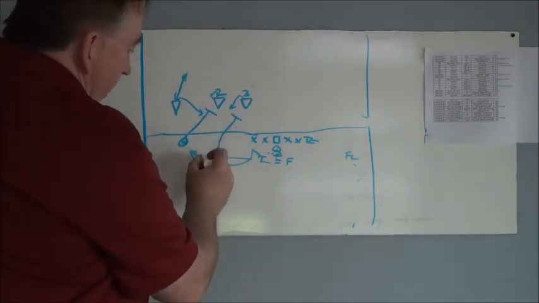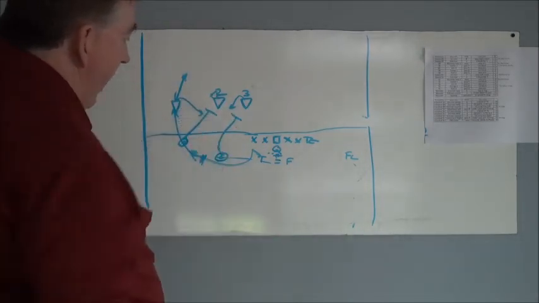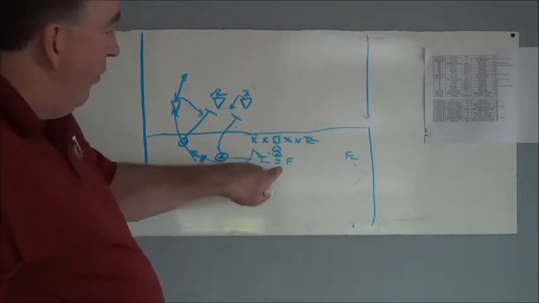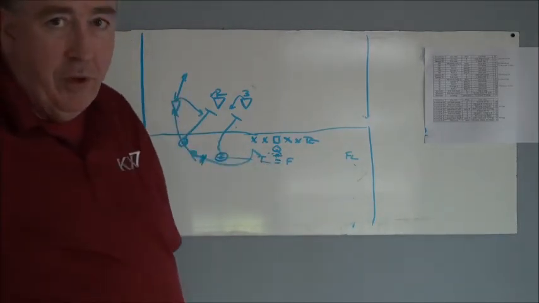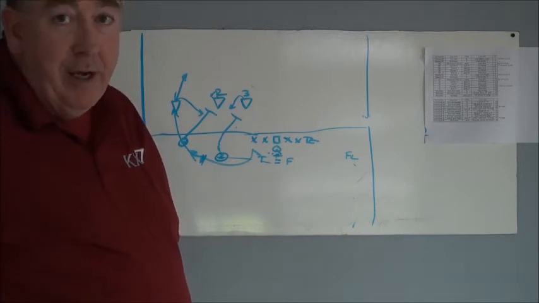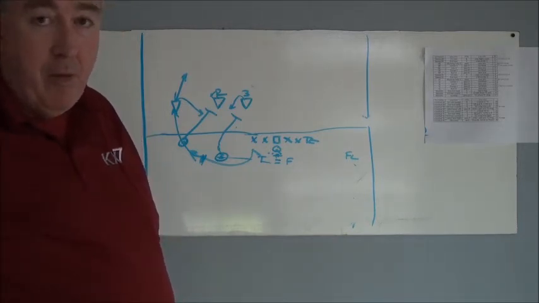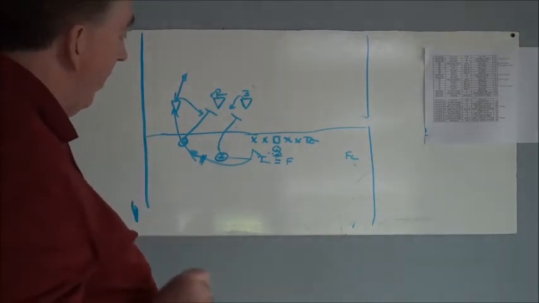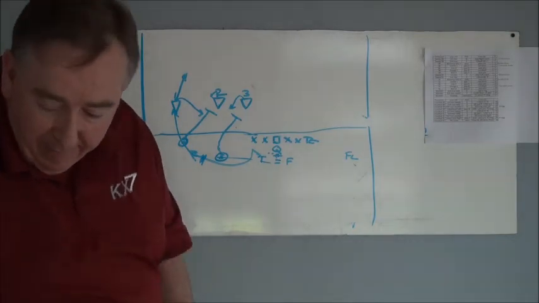This gives us some room in here on the bubble screen to get out here and match up. We hope to match up our tailback one-on-one with a corner. And everybody knows that a tailback should be able to beat one man if he's just a corner out there. So that's the objective of that play.